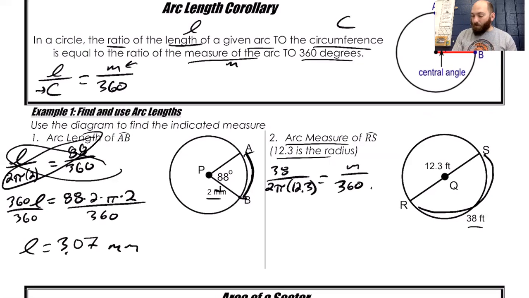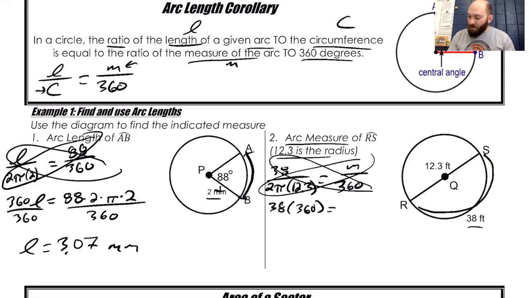So that's what we're going to do. We're going to go ahead and cross multiply here. So I've got 38 times 360 is equal to m times 2 pi times 12.3. And again, if I keep everything as algebraic and I can plug it all in as one thing at the end, I'm going to divide both sides by 2 pi 12.3.